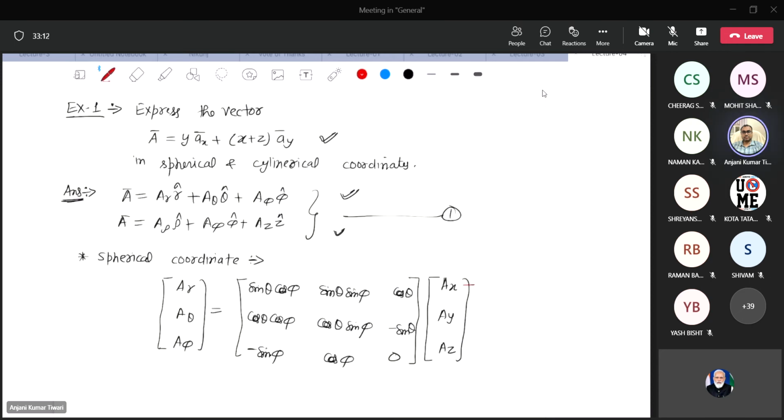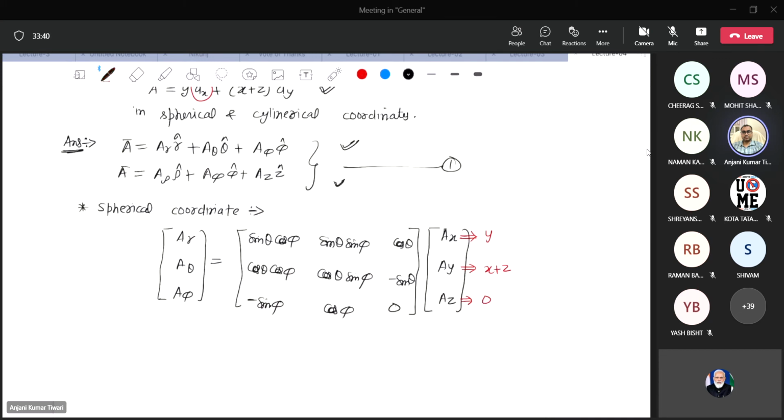Okay, now let us look here. What is ax? How much is ax? Anyone? Y, correct. This is the component of the vector in the x direction. Okay, so this is my unit vector along that direction, ax is y. Ay will be x plus z, and az will be equal to 0. Okay, now the life is set, so we can just find it out.